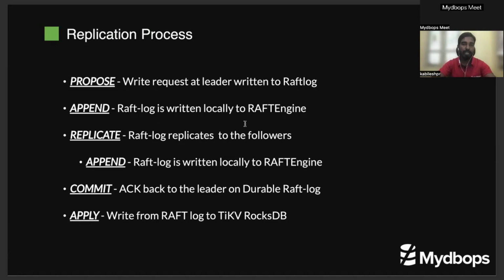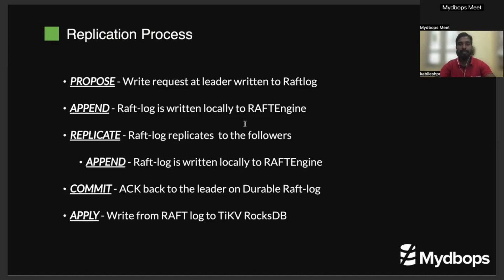The replication process happens broadly in 5 phases: propose, append, replicate, commit, and apply. So these are the main processes. The propose is when a leader receives the write request. Okay, so that is the propose, and the leader writes it to its own Raft log. From the Raft log, it is written to its Raft engine, which is a specialized engine to store this Raft log and make it durable. And then it replicates this particular log among its followers.